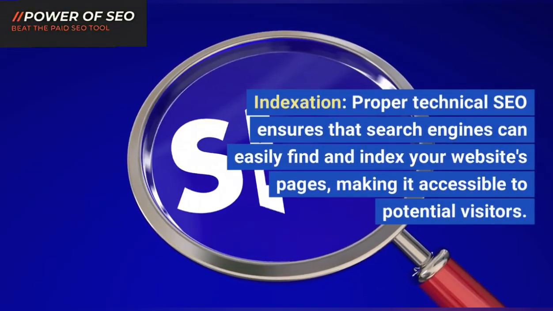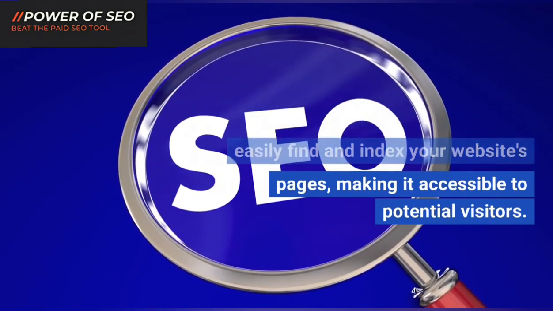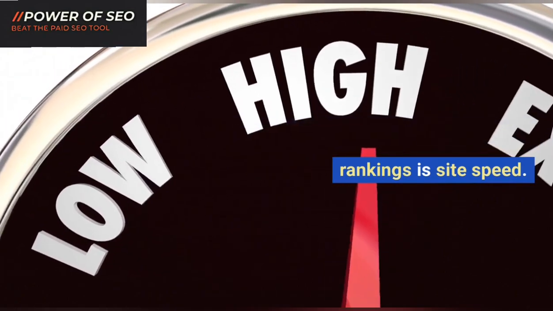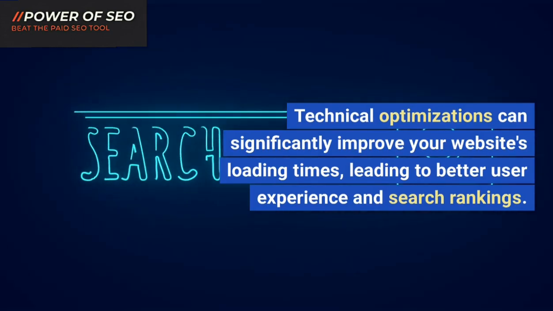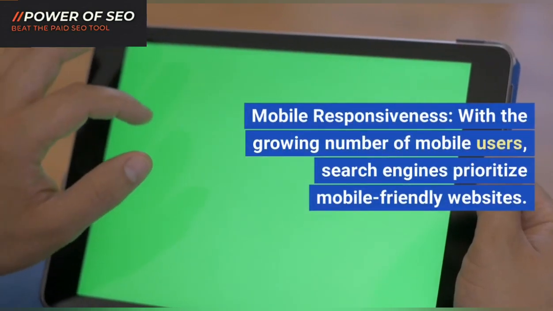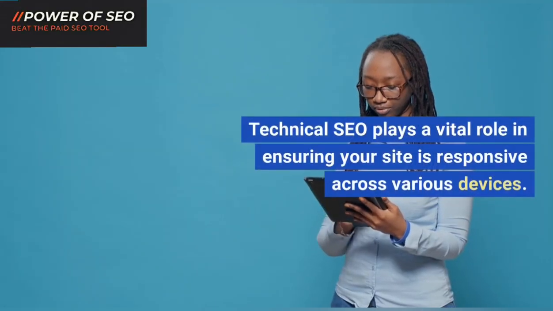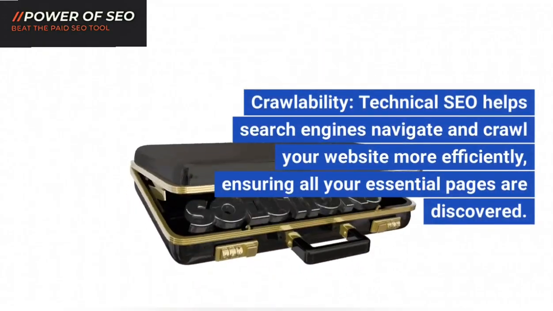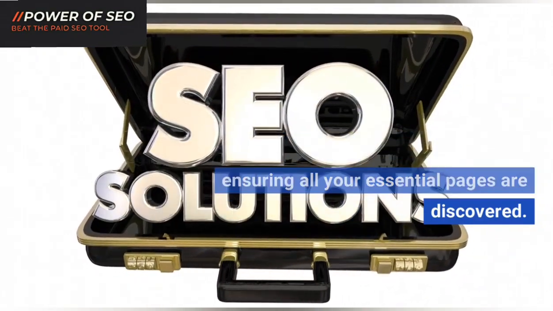Indexation. Proper technical SEO ensures that search engines can easily find and index your website's pages, making it accessible to potential visitors. Site speed. A crucial factor in SEO rankings is site speed. Technical optimizations can significantly improve your website's loading times, leading to better user experience and search rankings. Mobile responsiveness. With the growing number of mobile users, search engines prioritize mobile-friendly websites. Technical SEO plays a vital role in ensuring your site is responsive across various devices. Crawlability. Technical SEO helps search engines navigate and crawl your website more efficiently, ensuring all your essential pages are discovered.